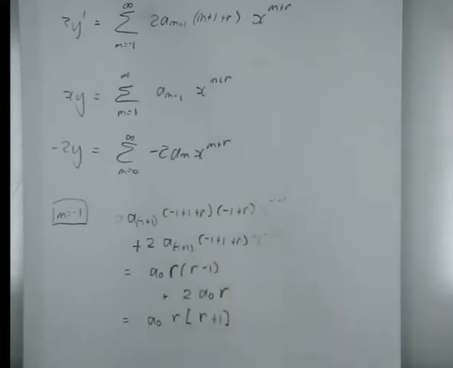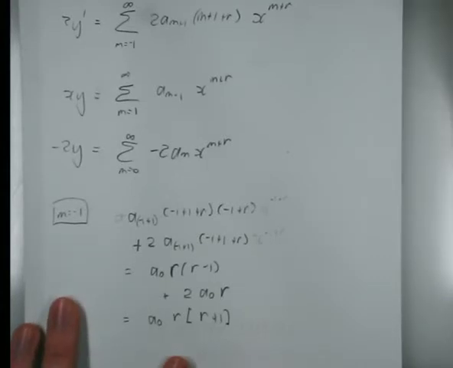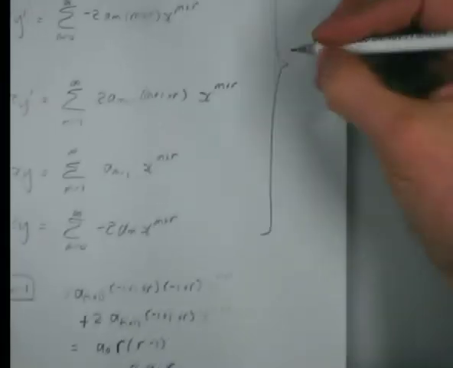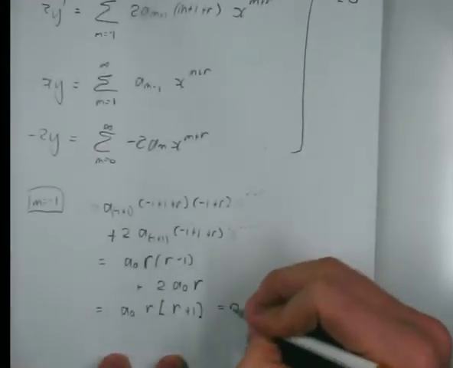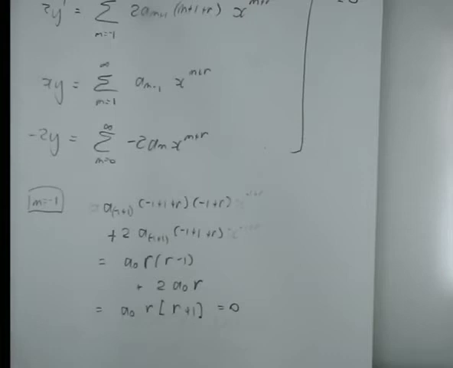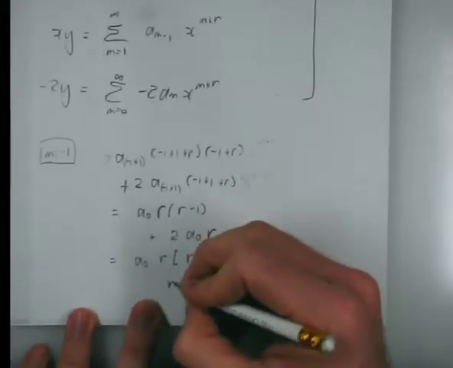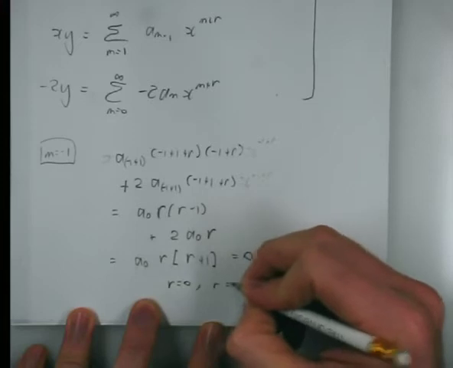And we know that because when I add all of these together, they all have to come up to 0. So the sum of these equals 0. That means that every single coefficient has to be 0, and so therefore this is 0. And so my initial equation is r(r + 1) equals 0. And so that's telling me that in fact either r is 0 or r is minus 1.